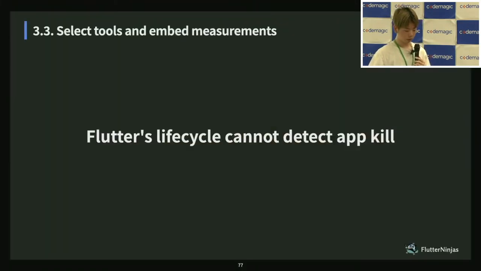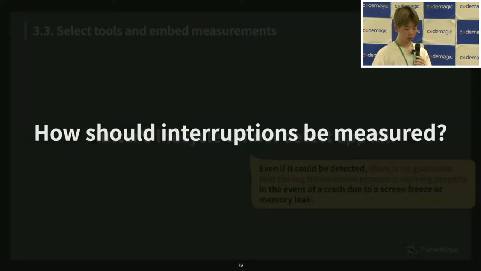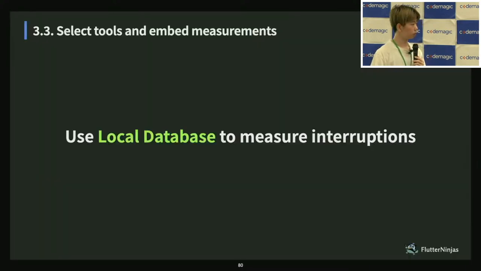So how should interruption be measured? There was a problem with Flutter: the Flutter lifecycle does not detect app kill. Of course, if you write native code, it works, but it's not easy. In addition, even if it could be detected, there is no guarantee that the log transmission process is working properly in the event of a crash due to a screen freeze or memory leaks.